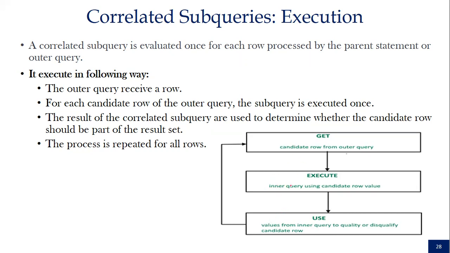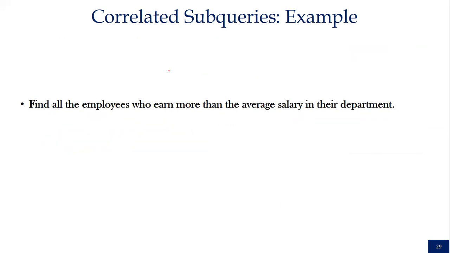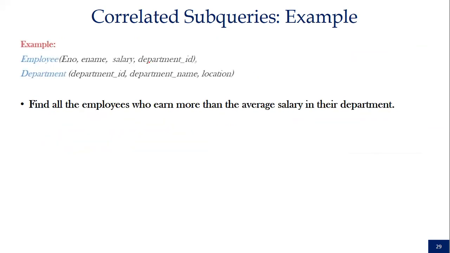In a similar way, you have to repeat the execution till all the rows are fetched from the outer query, or the execution will happen for all the rows in the outer query. Okay, so you can see the subquery example. Here, we are considering the employee table for the question: find all employees who earn more than the average salary in their department.